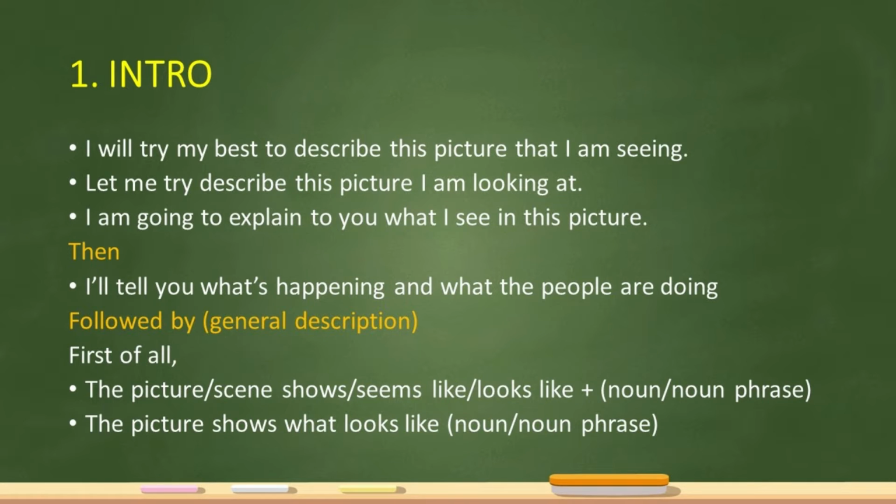So, what do we need to say in the introduction? Because the instruction asks you to describe a picture to someone else who cannot see the picture, you can use one of the sentences. As an example, I will say, I'm going to explain to you what I see in the picture, and I'll tell you what's happening and what the people are doing. First of all, the scene shows an incident on a busy road. So that can be an example of your introduction.